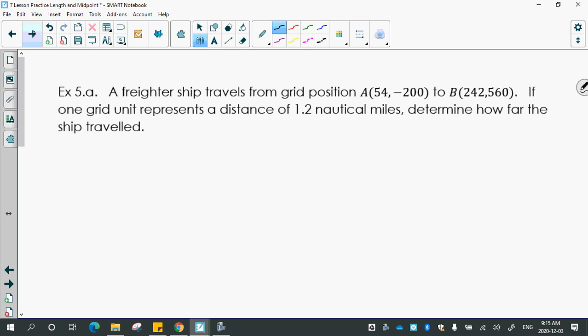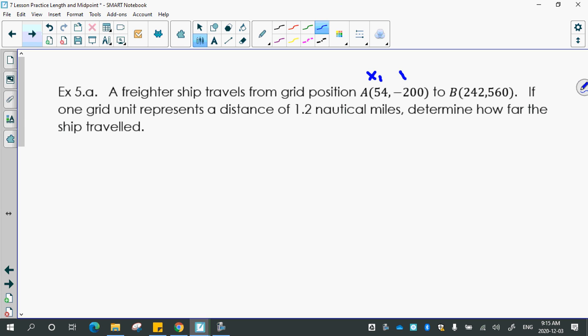If I knew how many grid units it was, say I knew it was like 1,000 grid units long, how would I figure out how many nautical miles it was? Just multiply by 1.2 because it says one grid unit represents 1.2 nautical miles. So if I can figure out how many grid units long it is, I just take that answer and multiply by 1.2, and then I'll have how many nautical miles it is.